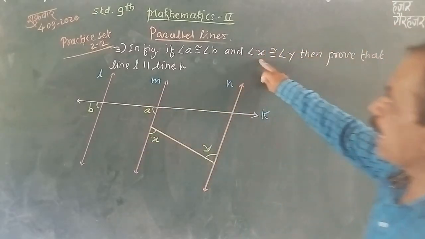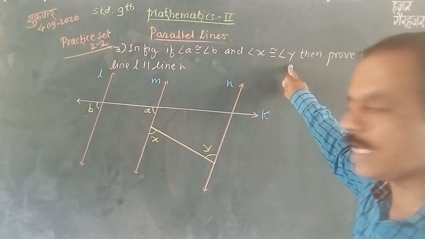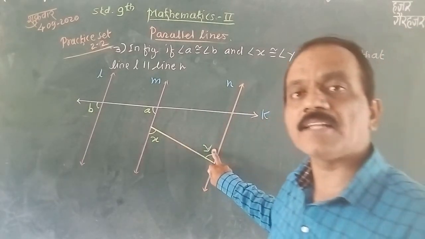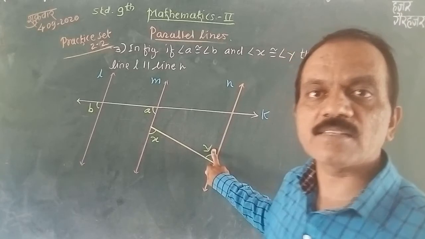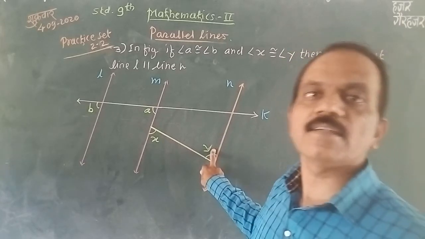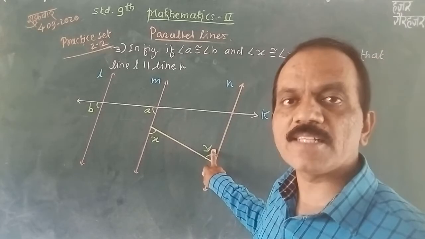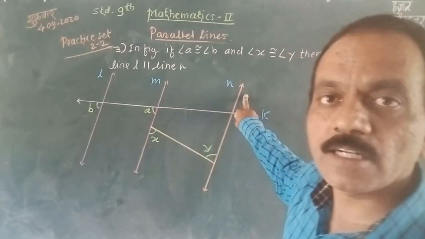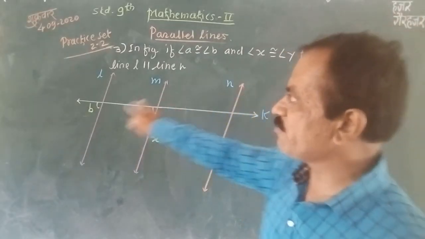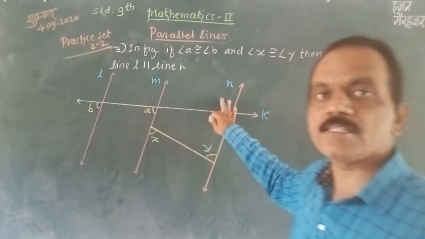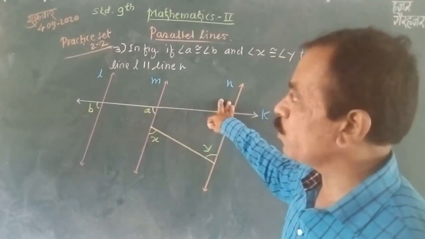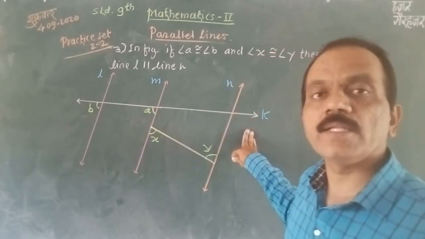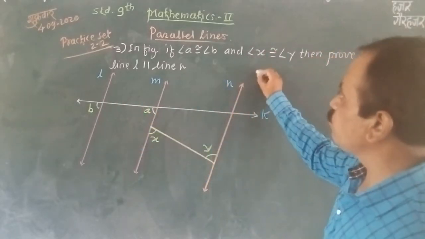Now in the second, angle X is congruent to angle Y. Look here, angle X and this angle Y are nothing but alternate angles, and when the alternate angles are congruent, then use the alternate angle test. The given line M is parallel to line M. From the first statement, and here the second statement, we conclude that the line here is also parallel to the line here. So write the proof of that.